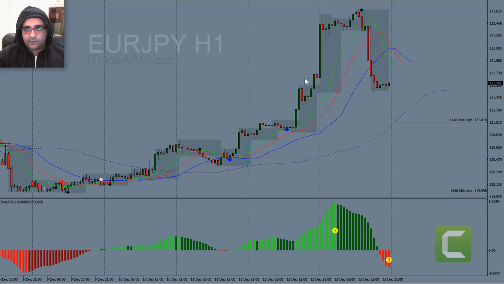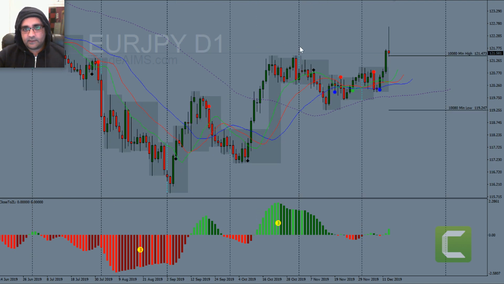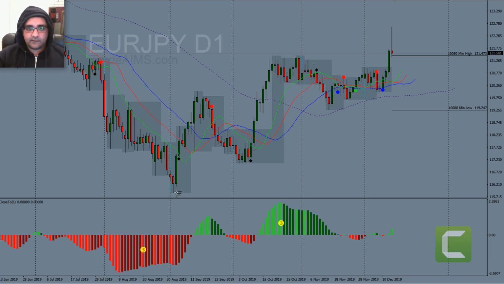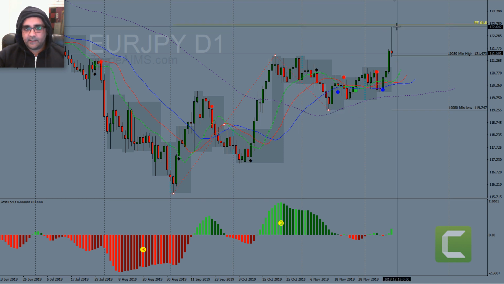Euro yen goes up, falls down. Let's go to the daily. Oh yes, this is that beautiful formation. We have 1, 2, 3, 4, 5. Let's see if it has completed that. Ooh, look at that. Would you say it was a nice bounce off the target zone 1? Of course it was.